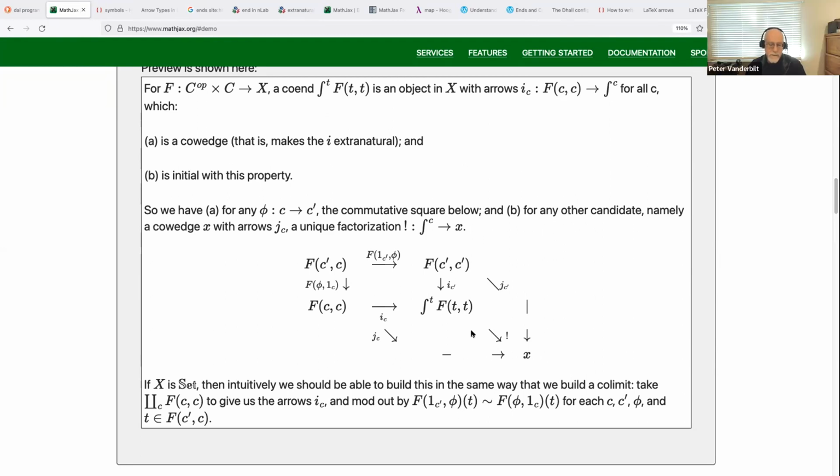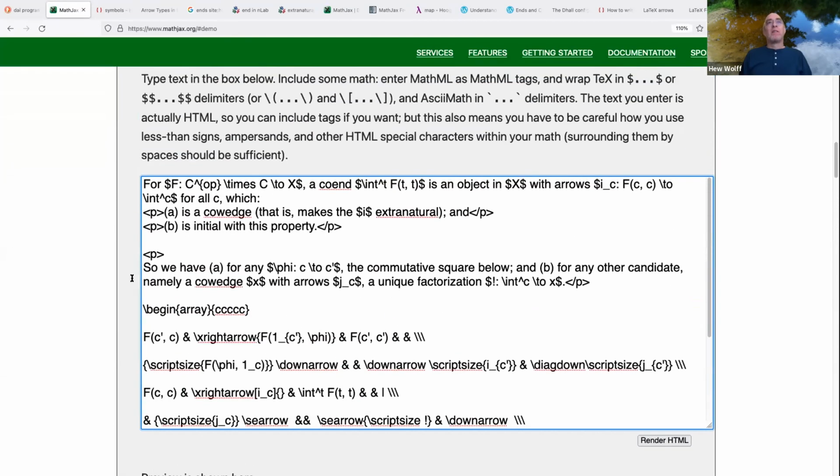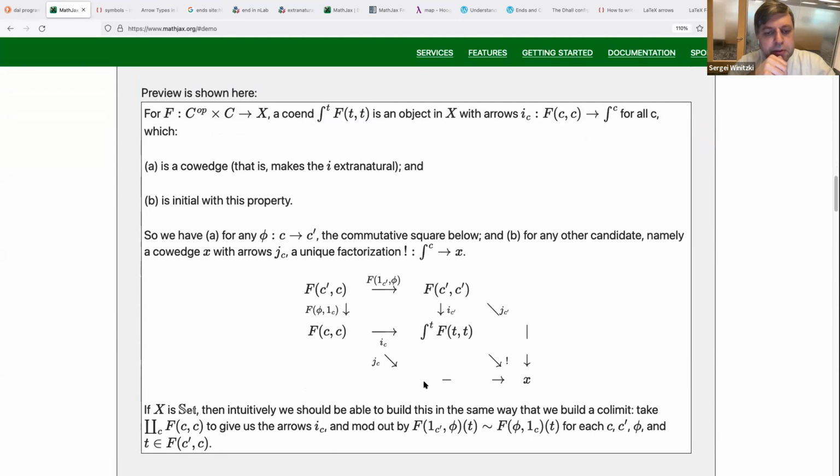You say it makes the triangles commute, but they still look kind of like rectangles. There's a triangle here and there's a triangle here because... What are you using to draw the diagram? These are LaTeX tables. So this thing with the ampersands, okay. So then it's not great. You cannot draw arbitrary arrows in this way.